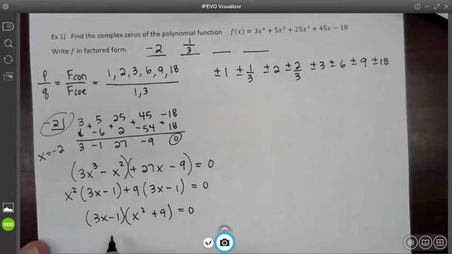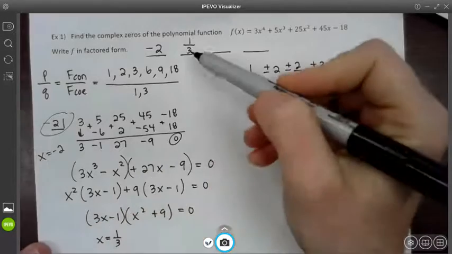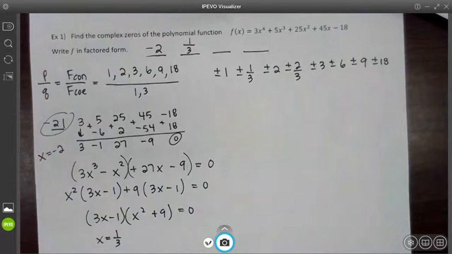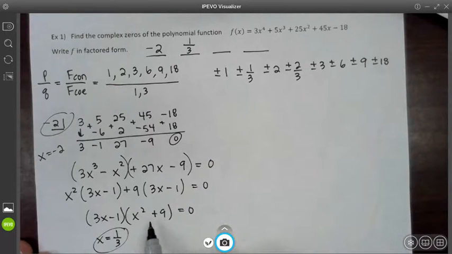Now I could just solve this, set each factor equal to 0. If I set this equal to 0, that's where my 1/3 is going to come from. I already knew 1/3 was one of my zeros just by looking at the graph, but now I calculated it. Now I can find my remaining two by setting this factor equal to 0.